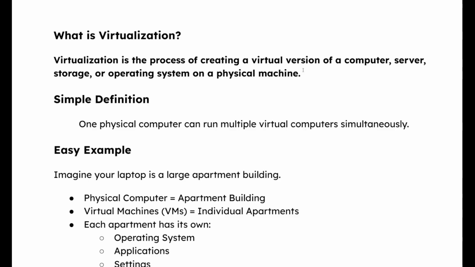It means you are using a physical computer, but on that computer, I'm going to run multiple virtual versions of a computer. I'm going to run multiple virtual computers on your own computer. That is called virtualization, right? Simple definition: one physical computer can run multiple virtual computers simultaneously. That's it. Kindly pause the video and read the statement yourself and then proceed.